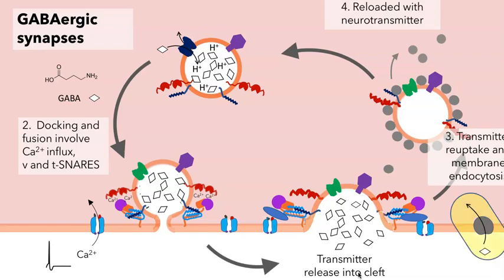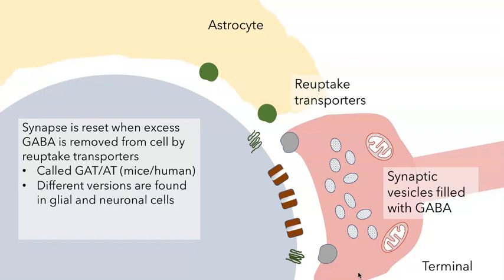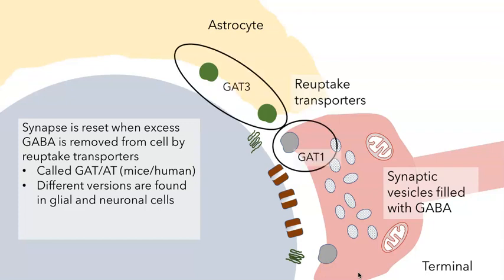Well, let me take just a little bit of a moment to talk about the GABAergic reuptake transporters. I said before that they were present in both the terminal and the astrocytes, so the synapse will be reset when excess GABA is removed from the cell by reuptake transporters. These are called the GAT, or in humans they're called the AT family of transporters. And there are different versions that are found in glial and neuronal cells. They have a complicated stoichiometry. They move one GABA molecule, two sodiums, and one chloride into the cell.